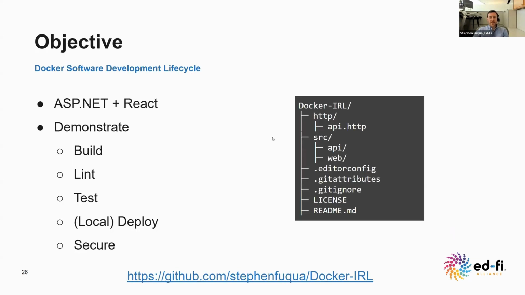Okay, so what's our objective with this SDLC? I wanted to build a little sample of an ASP.NET API with a React front end and just demonstrate some aspects of the SDLC. The code is all out there at this repository, and this is where we started out. I just had a very basic repository with API and web as two different projects and no Docker in here.